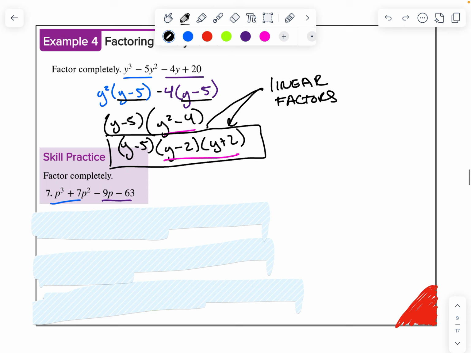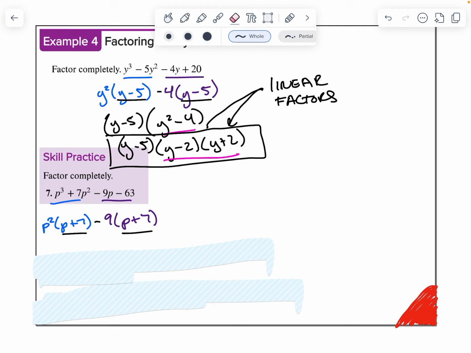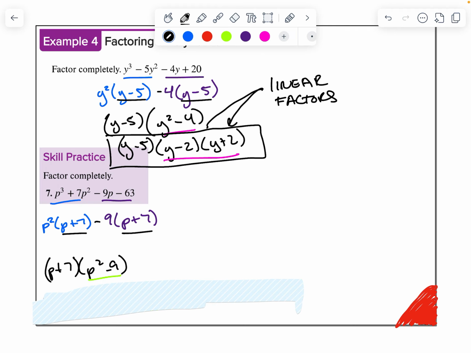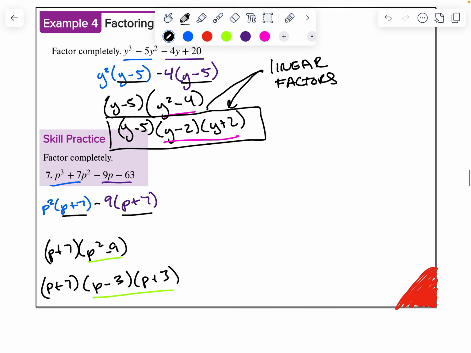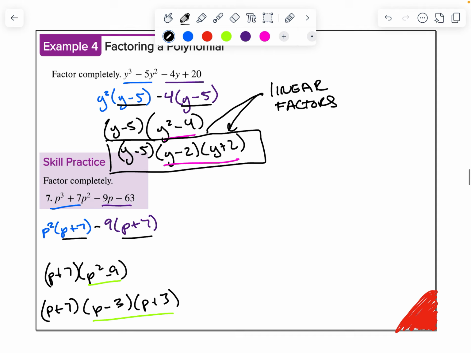Again, pause the video, last one of this lesson. 4 terms, I would start by grouping. Then the p plus 7 is in common. The part that I've underlined in yellow is a difference of squares. And that is factoring difference of squares.